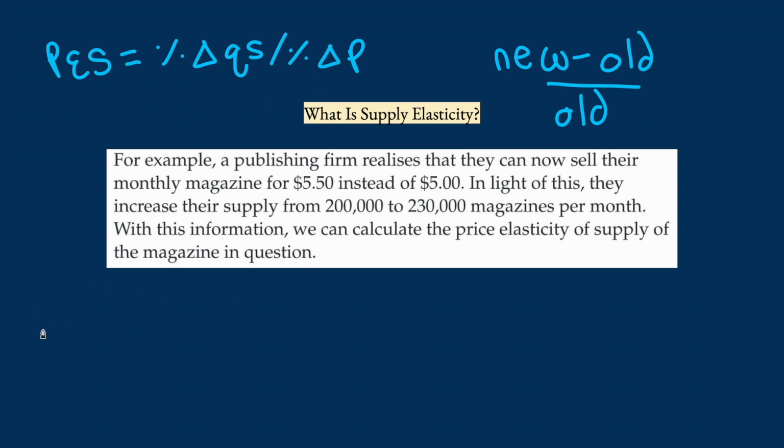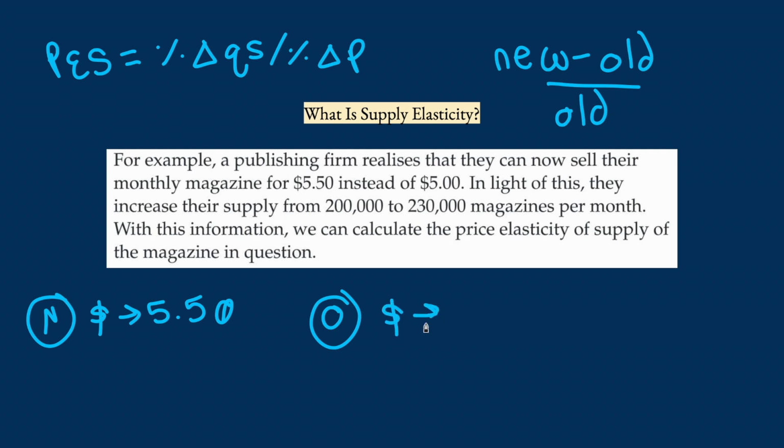So to start, we're going to make two sections. We're going to make the new section, and then we're going to make the old section. In each of these sections, we're going to put two things, a price and a quantity supplied. So to begin, because it says now they can sell their monthly magazine for $5.50, we know that the new price is going to be $5.50, and then we know that the old price would have been $5, okay? And now when we're looking at quantities, they increased their supply from the old of 200,000 to the new of 230,000. So now let's write down quantities.